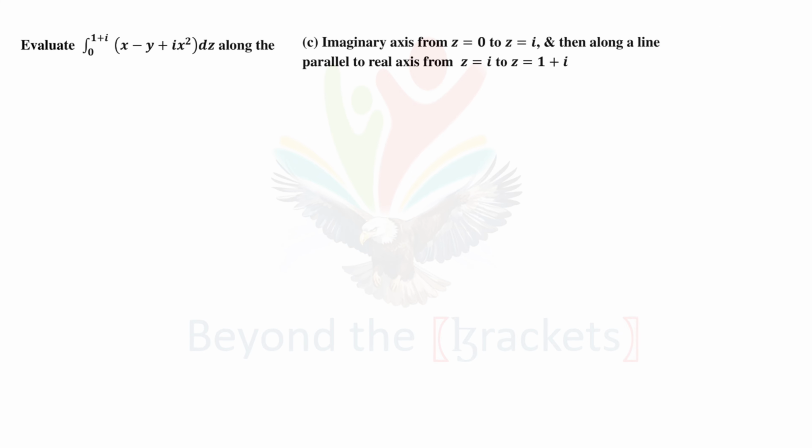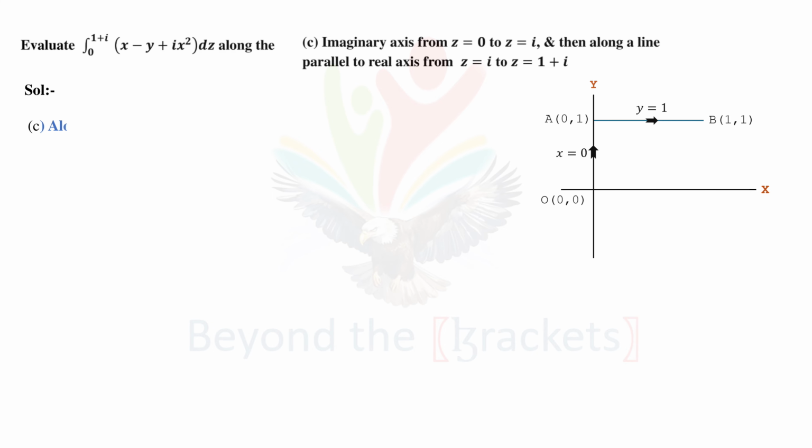Before solving, let's first understand the path geometrically. It says imaginary axis, that is y axis, from z = 0. That means origin to z = i. That is the point A (0, 1). So the first path is OA. Then it says along a line parallel to x-axis from z = i, that will be the point A (0, 1) to z = 1 + i, that will be the point B (1, 1). So the second path is AB.